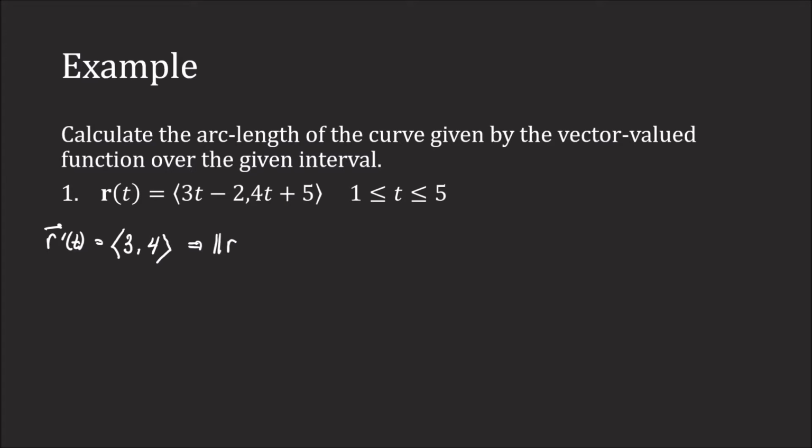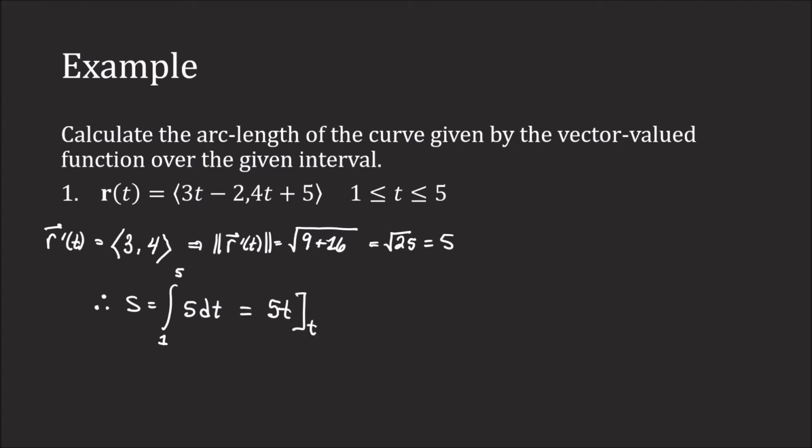So the magnitude of r prime would be the square root of 3 squared plus 4 squared. This is the square root of 25, which is just 5. So the arc length is the integral from 1 to 5 of 5 dt. This is just 5t evaluated from t equals 1 to 5. So we get 25 minus 5, and the arc length is 20.